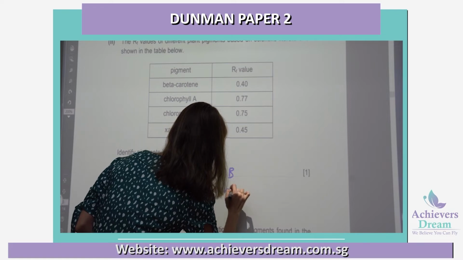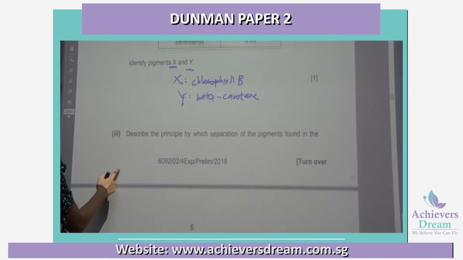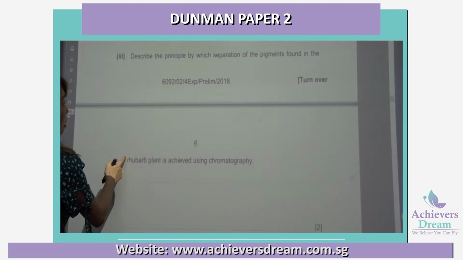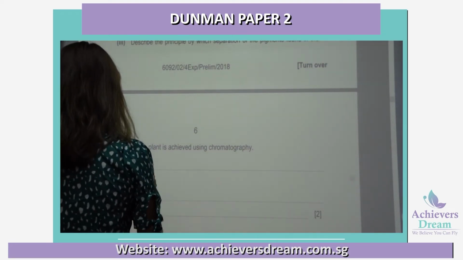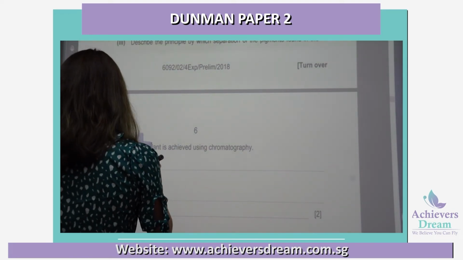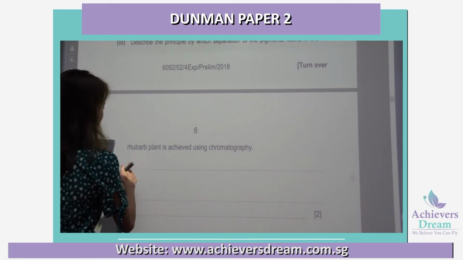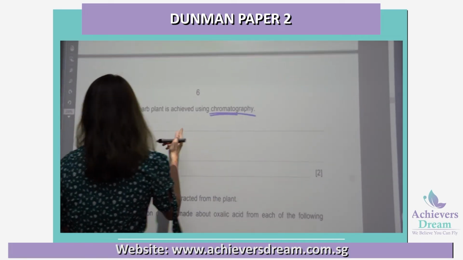Beta carotene. Okay, so this one is easy. Okay, part 3. Describe the principle by which separation of the pigments found is achieved using chromatography. Okay, for this, they're asking you for the concept behind chromatography. Remember, we just went through it already.